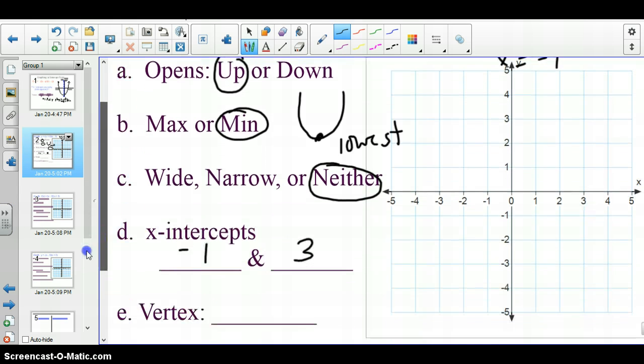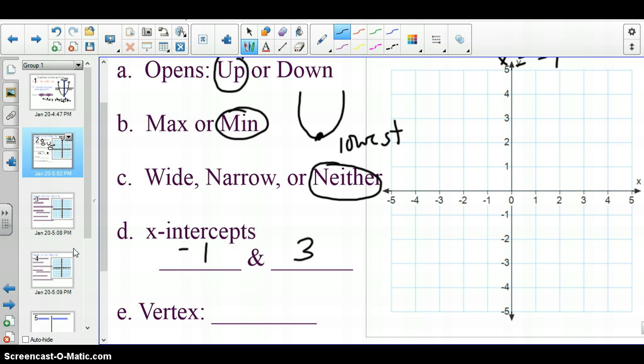So now I'm going to plot my x-intercepts. I'm going to go to negative 1 on the x-axis and plot a point, and 3 on the x-axis and plot a point. So I plotted the x-intercepts.